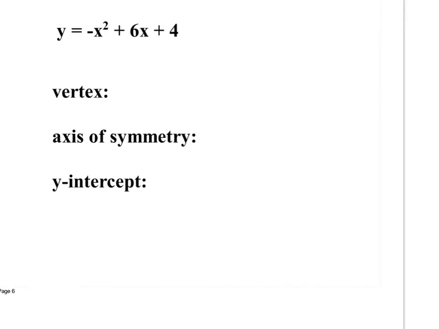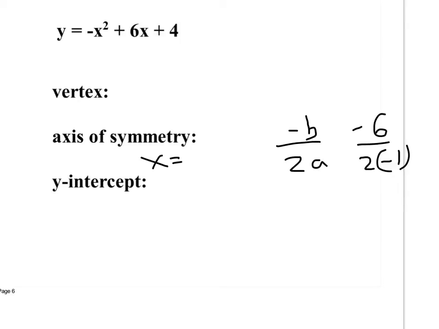Write this down. Y equals -x squared plus 6x plus 4. My first step is always to define the axis of symmetry because I'm given the formula. It's -b over 2a. My b is 6. My a is -1. So -6 divided by -2 is +3.